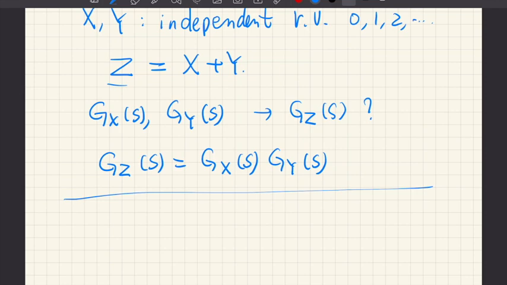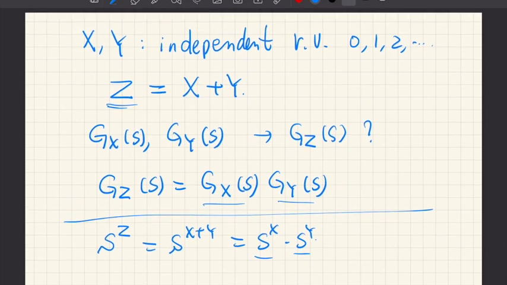In the definition of the probability generating function, we have something like this, right? So in this case, the power will be the power of z. Okay, but by definition, it is x plus y. Okay, and we have s to the power of x times s to the power of y. So this is already looking like a product of these things.